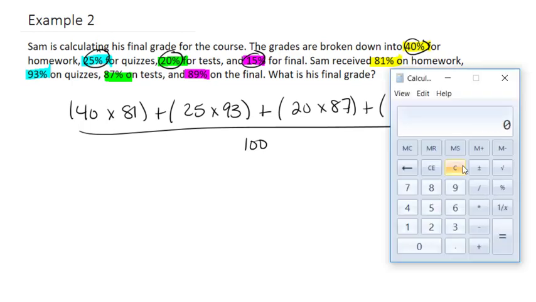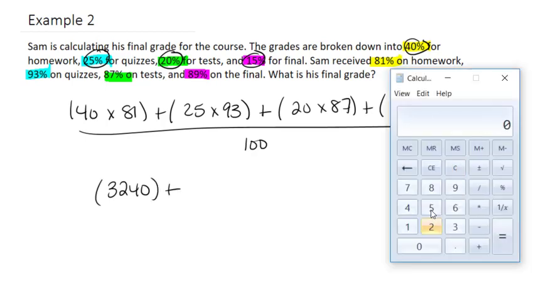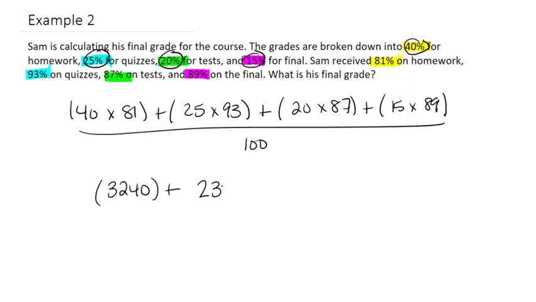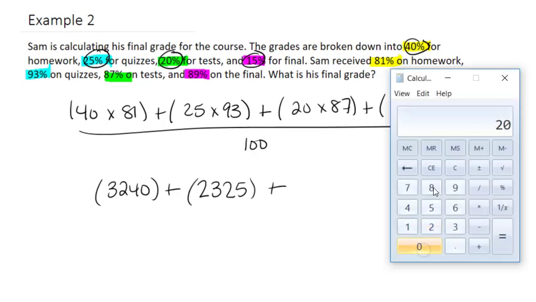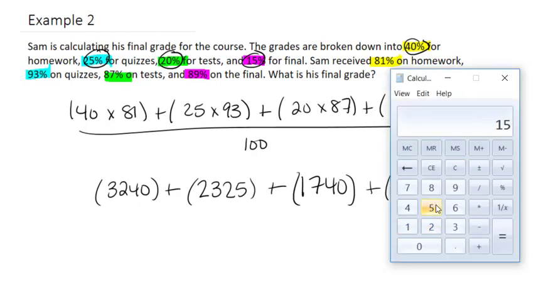So we have 40 times 81, which is equal to 3,240. Now we have 25 times 93, which is equal to 2,325. And then we have 20 times 87, which is 1,740. And then lastly, we have 15 times 89, which is equal to 1,335.